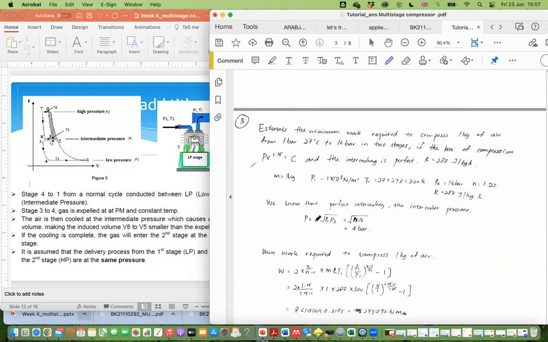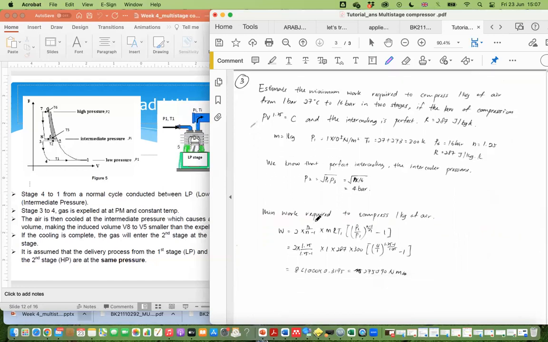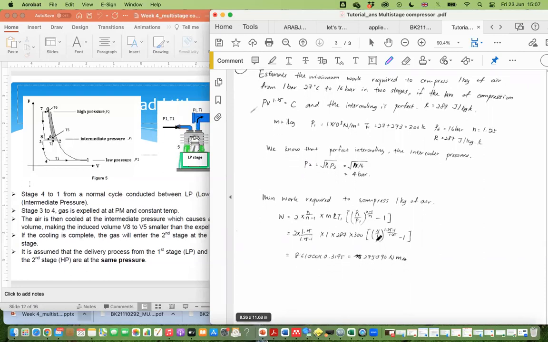How? Please check it again in our recorded lecture. And then for the minimum work required, because it's a perfect one, you can just times 2 the single stage work, because no energy loss. Then you can get your amount. That's it, it's pretty straightforward. I hope you understand it. Next, we will move to another tutorial. Check it out later.